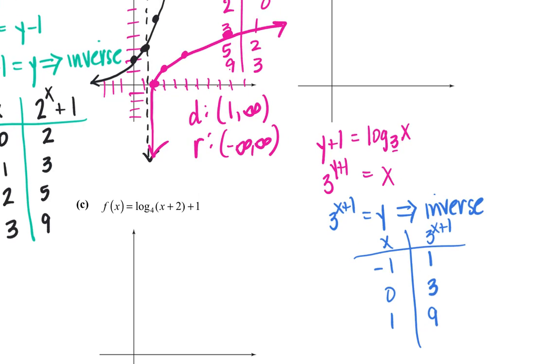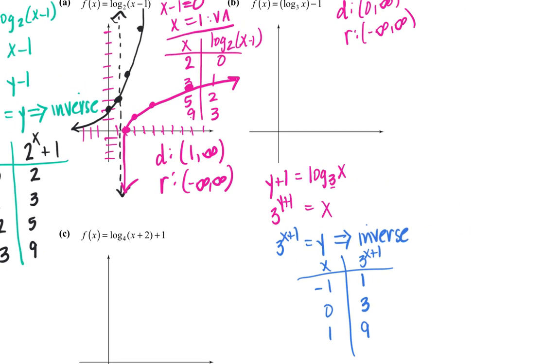So now if I graph that, we got 1, 2, 3, 4, 5, 6, 7, 8, 9. All right, so if we graph the inverse, so -1, 1, 0, 3, and 1, 9. So here is the inverse.